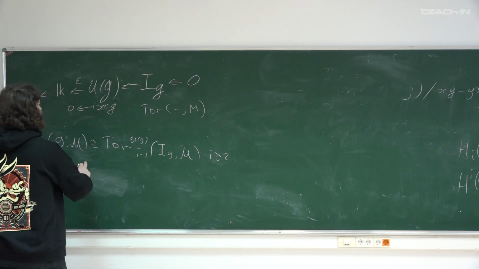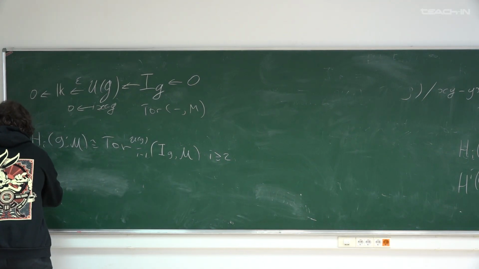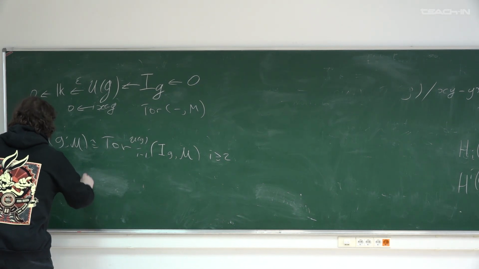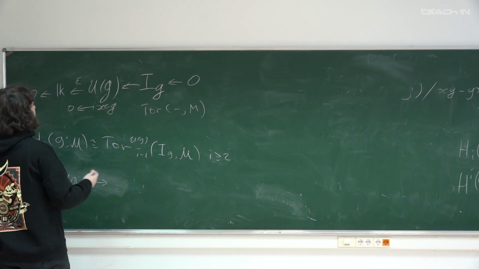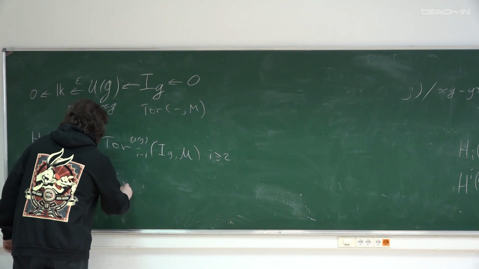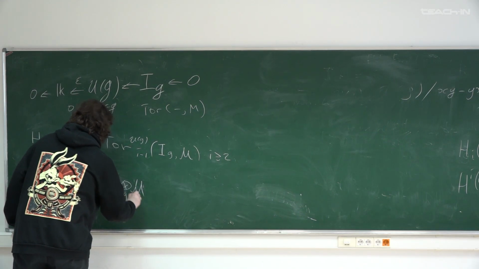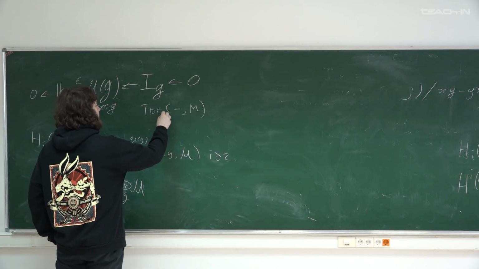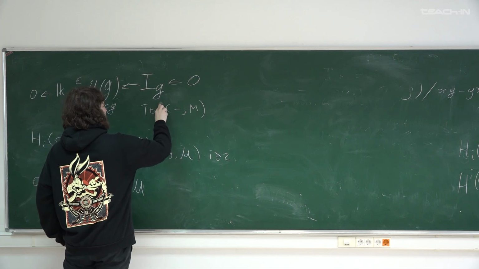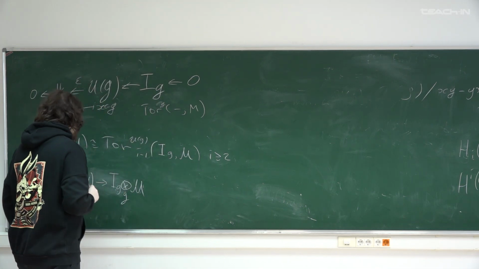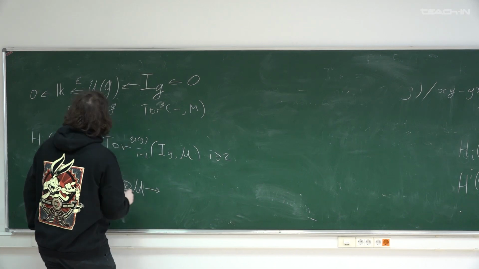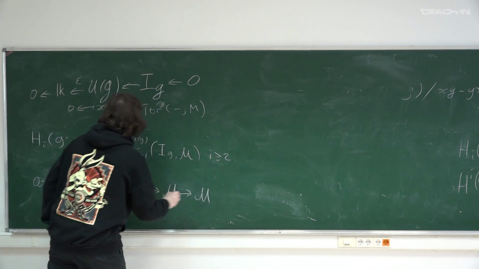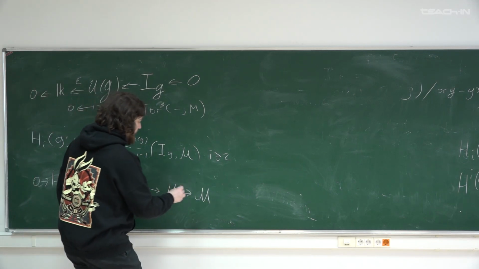And what do we have here? Yes, we have first homology, then Tor 0, then it's the tensor product of G with M over G. Over G is the same thing as over the universal enveloping algebra. It's for simplicity. And then we have the tensor product with UG itself is M, and then the tensor product with the trivial module is the same thing as coinvariants.